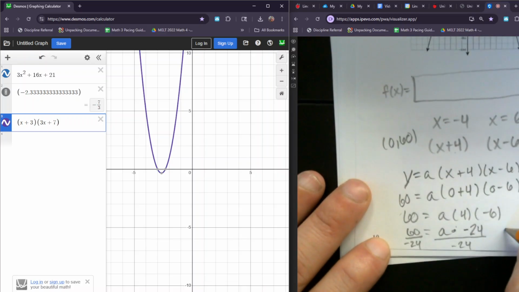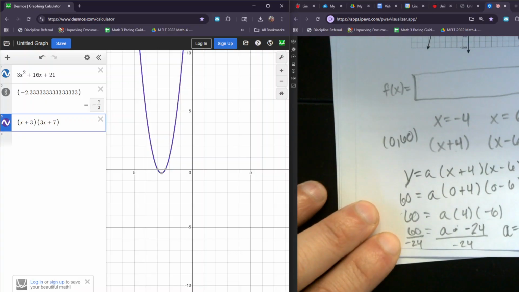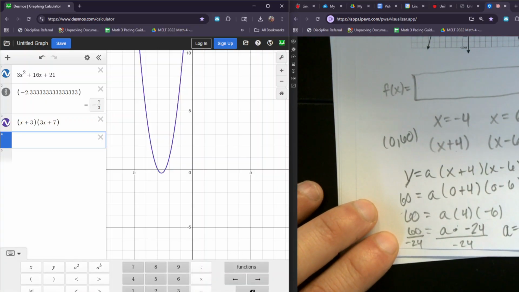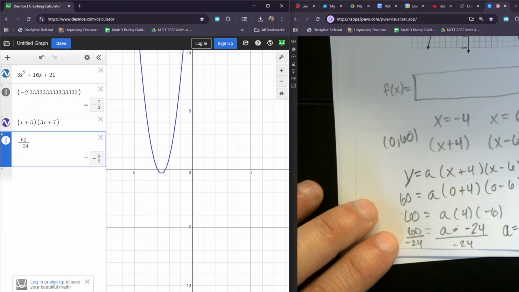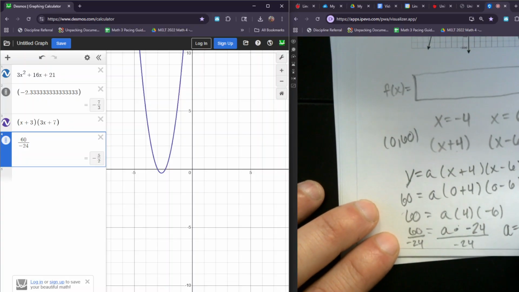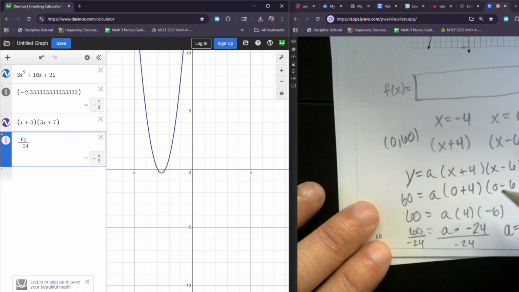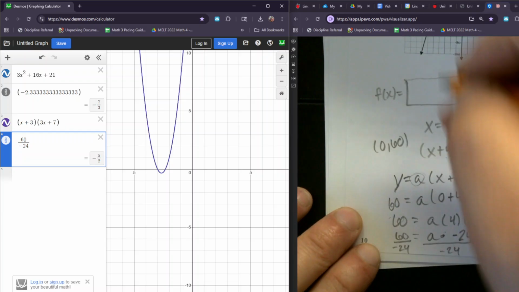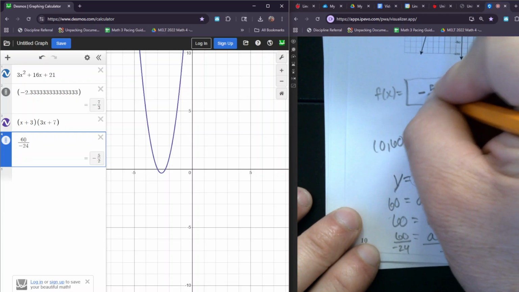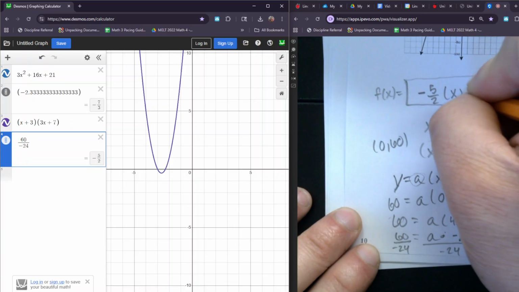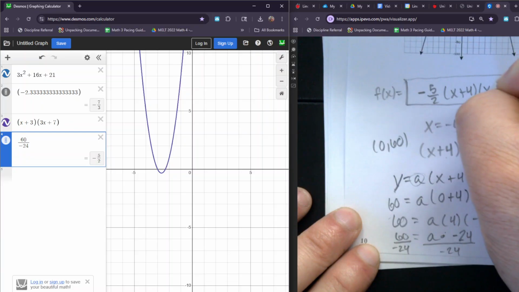Now, if you don't know how to reduce this, just put 6 divided by negative 24. That's negative 1 over 4. And that's going to be your a value. So what that means is right here where the a value was missing, you're going to put that a value there now. So it's going to be negative 1/4 times x plus 4 times x minus 6.